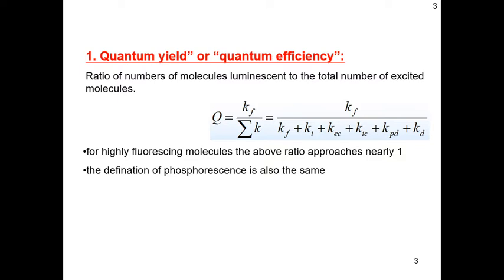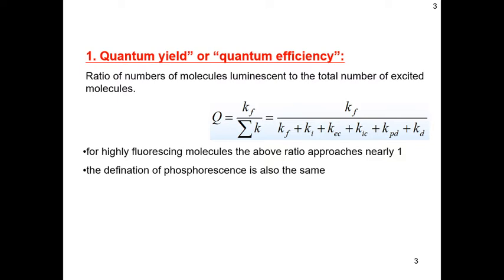Now phi is equal to the ratio of Kf divided by Kf plus Ki plus Kec plus Kic plus Kpd plus Kd. Here Kf is the rate constant of fluorescence, Ki is the rate constant of intersystem crossing, Kec is the rate constant of external conversion, Kic is the rate constant of internal conversion, Kpd is the rate constant of pre-dissociation, and Kd is the rate constant of dissociation.